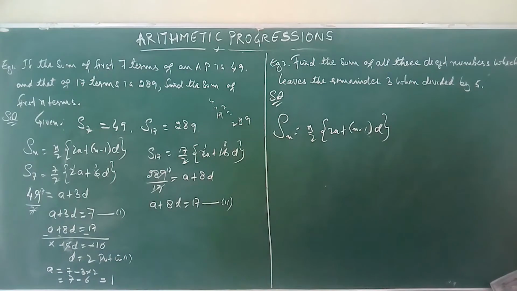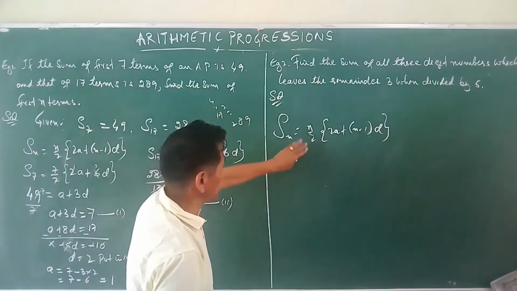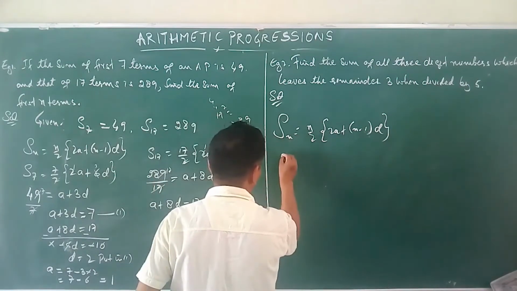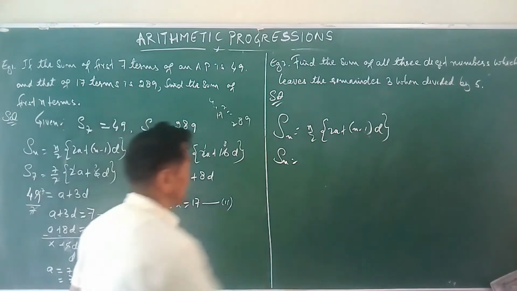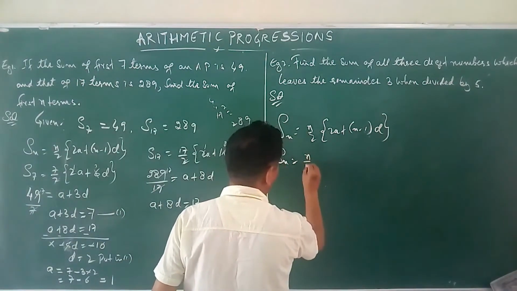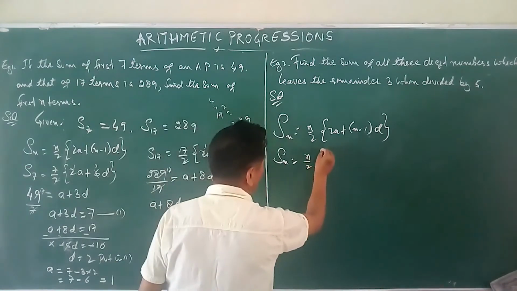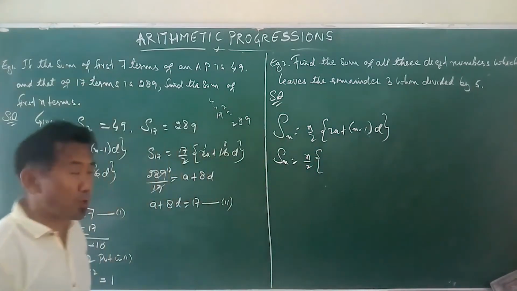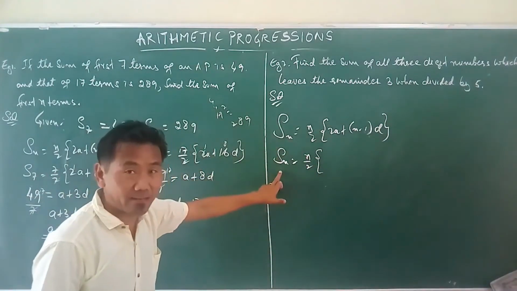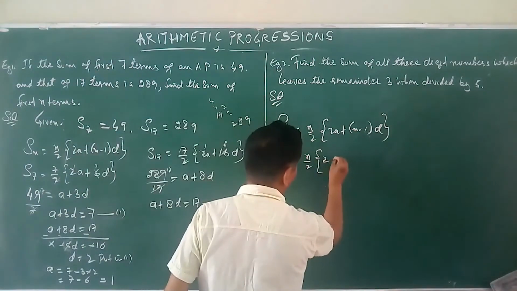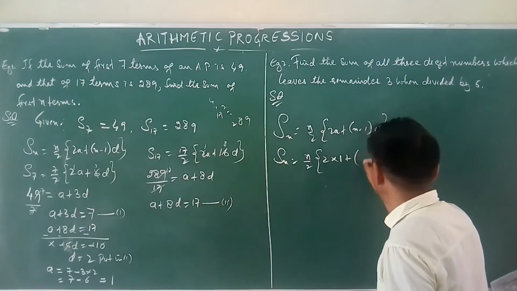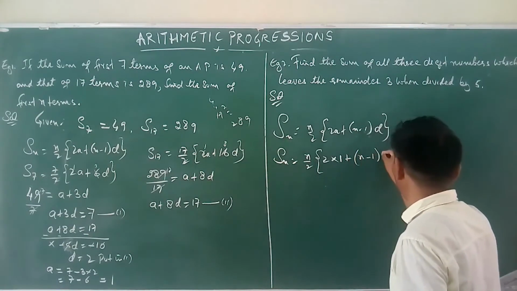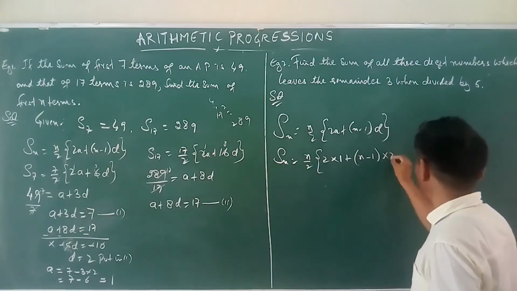So let's see a and d. Sum of n terms, let's see here. We are considering now this formula, the sum of n terms, Sn, which is equal to n by 2, since we are not sure about n, so we write n here, and put the values here: 2 into a, a is 1, plus n minus 1. And what is the d value? d is 2.